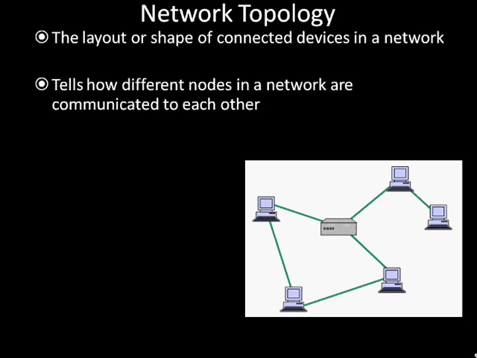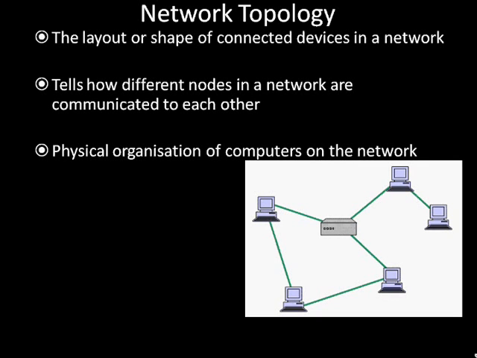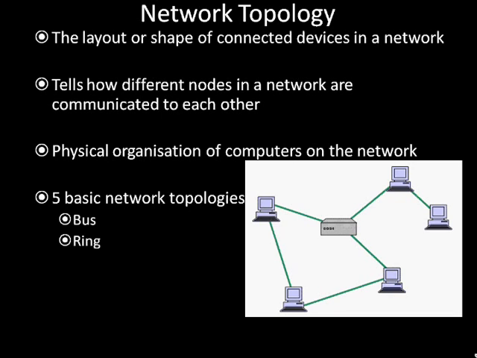The topology refers to the actual physical organization of the computers on a network. Topologies vary depending on cost and functionality. There are 5 basic network topologies, which are named as follows: bus, ring, mesh, star, and tree. Each of these topologies has their advantages and disadvantages, as we will discuss in the next slides.